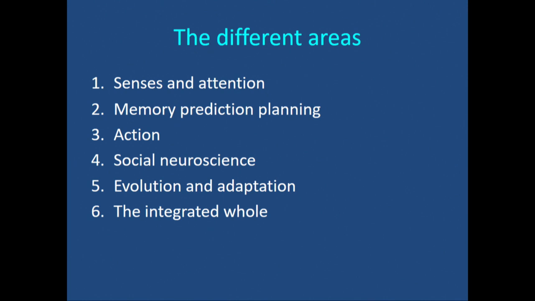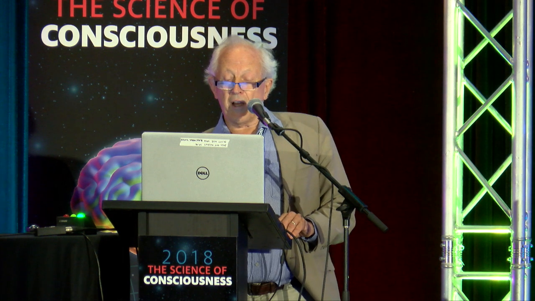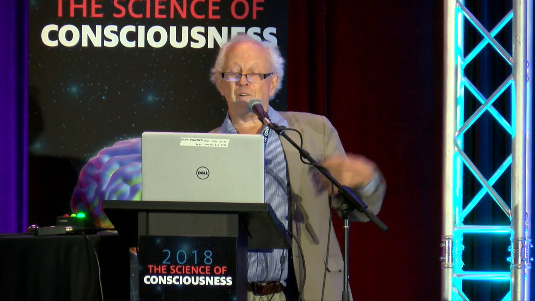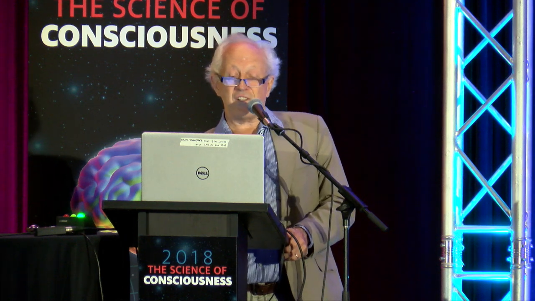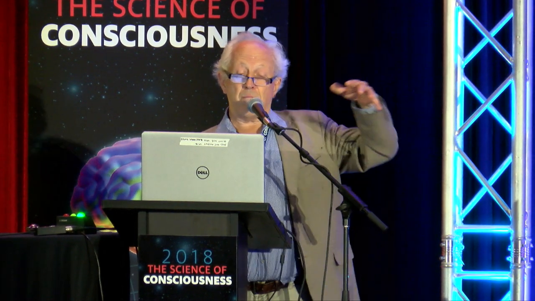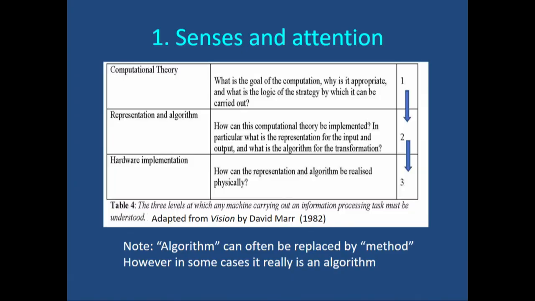Now, in terms of the brain, the different areas: senses and attention, memory, prediction, planning, action, social neuroscience, evolution and adaptation, and the integrated whole. Now, actually, at a certain level, separating them out is a false thing. They all take place in an integrated way all the time, but we've got to think about things, so I'm going to separate them out in order to be able to go through them one by one.